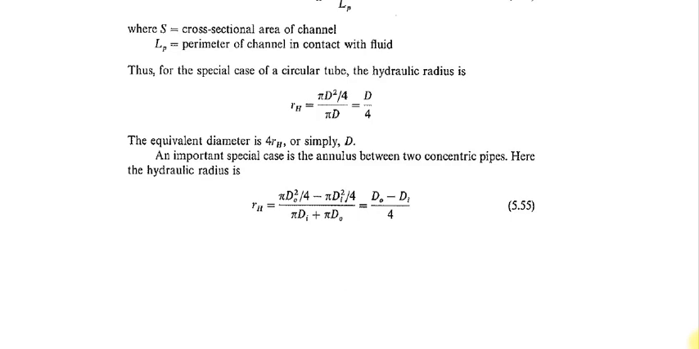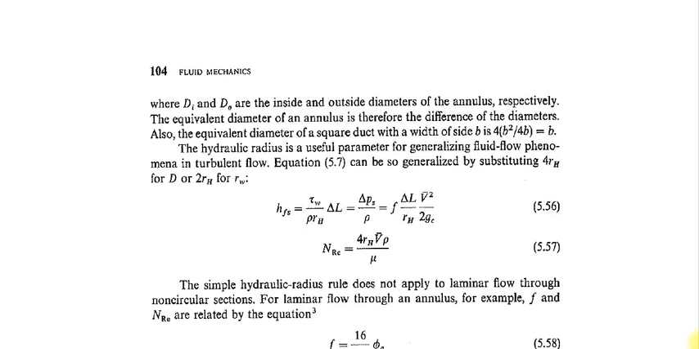Similarly you can calculate the hydraulic radius of different types of channels, such as rectangular channels and square channels. For a square duct with the width b, you have the hydraulic radius b. Once you know the hydraulic radius, you just replace the d in the original equation with 4RH.